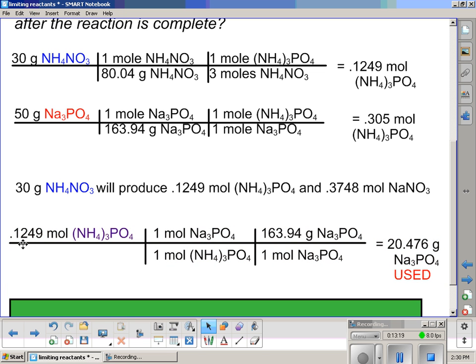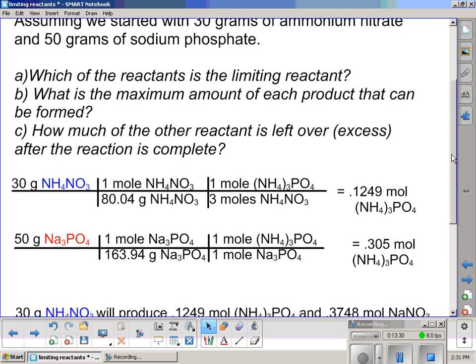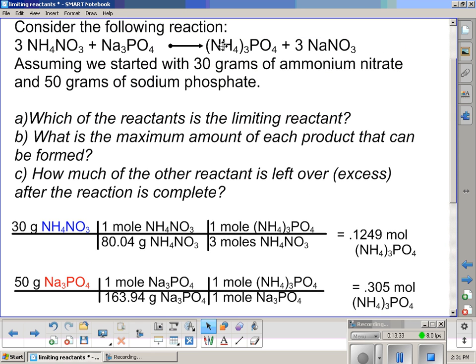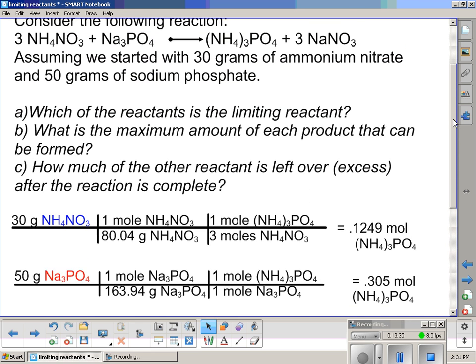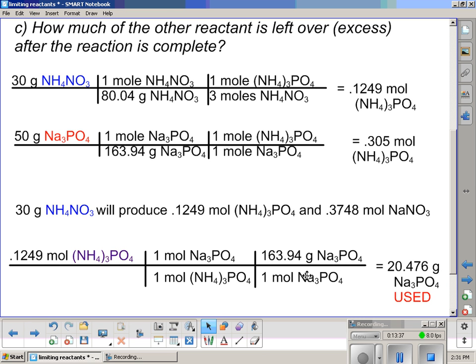So we have 0.1249 moles of ammonium phosphate. We do our mole to mole ratio because there was 1 mole of each in the equation. 1 mole here, 1 mole there. So that really doesn't affect anything math-wise.